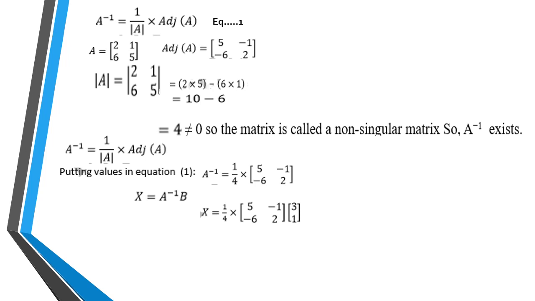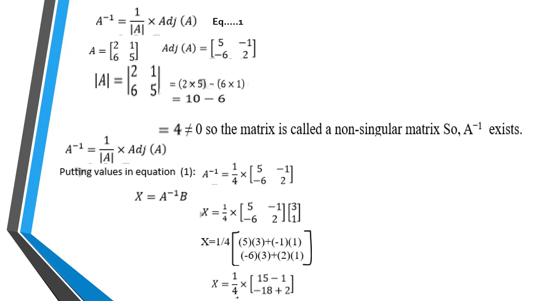Now x is equal to A inverse B. As I told you before, you have to put the value of A inverse and B over here. Now put the value of A inverse and B. After that you can multiply the two matrices. First row with first column, second row with first column. You can see my multiplication over here. 5 multiply with 3 plus minus 1 multiply with 1. Now second row first column, minus 6 multiply 3 plus 2 multiply 1.